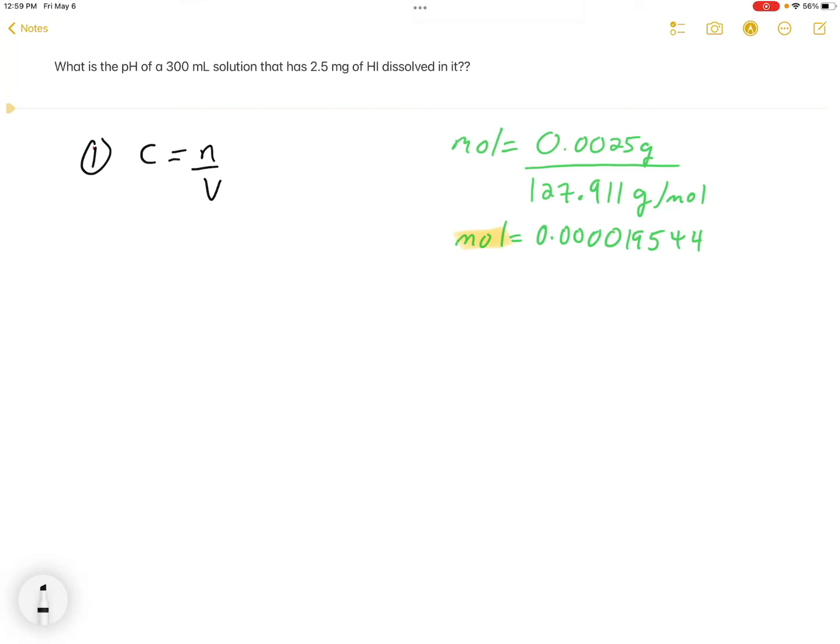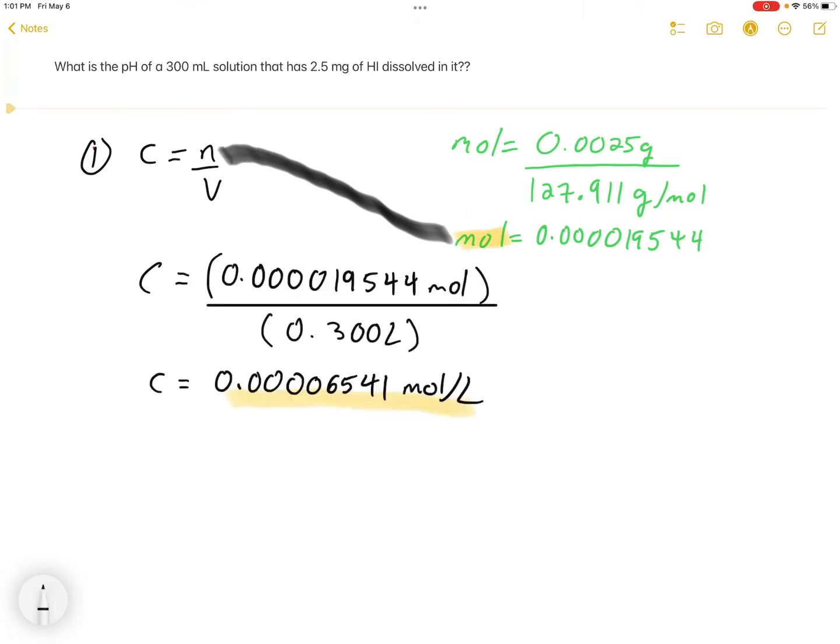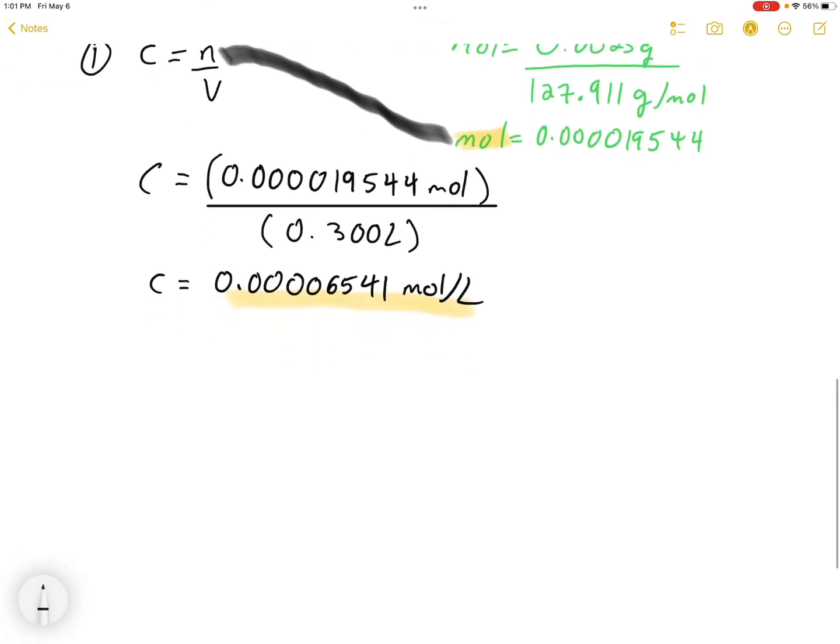and we end up getting a molar amount of 0.000195444, which we're going to insert right into here as follows. We then get a molarity of 0.006541 moles per liter, which then can now lead us to the second step, and that's developing your ionization equation.